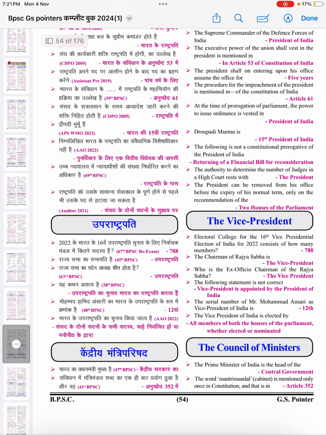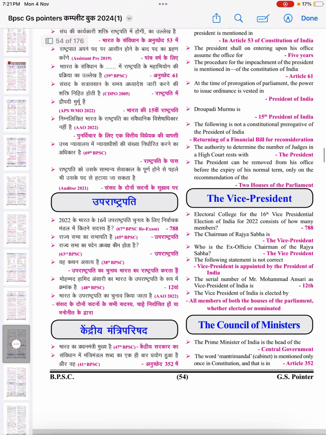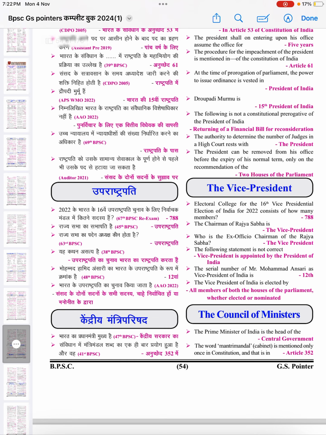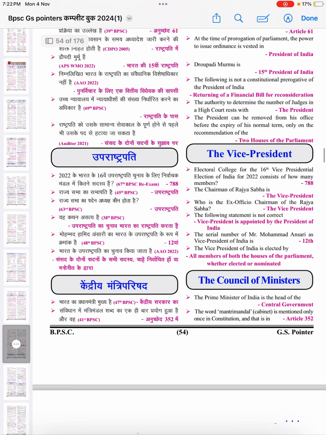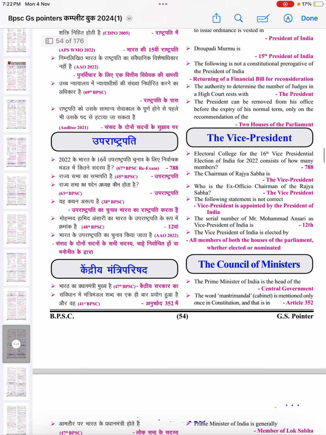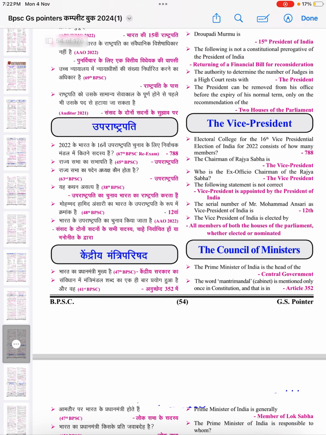Impeachment of the President is under Article 61. At the time of prorogation of Parliament, the power to issue an ordinance is vested in the President of India. Draupadi Murmu is the 15th President of India. The following is not a constitutional prerogative of the President of India: returning a finance bill for reconsideration. The authority to determine the number of judges in a High Court rests with the President. The President can be removed from his office before the expiry of his normal term only on the recommendation of both Houses of Parliament.